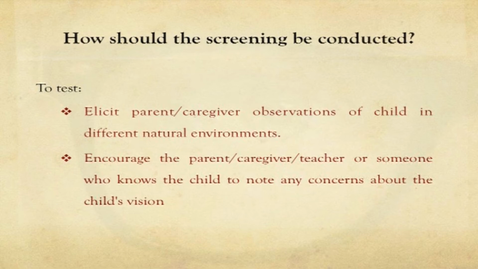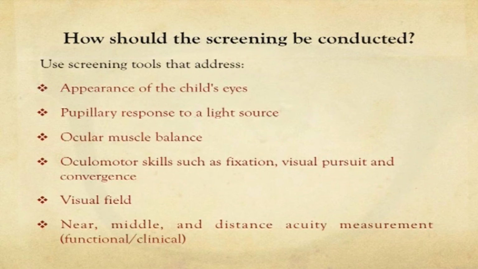Encourage the parent or caregiver or teacher or someone who knows the child to note any concerns about the child's vision. Use screening tools that address appearance of the child's eyes, pupillary response to a light source, ocular muscle balance, oculomotor skills such as fixation, visual pursuit and convergence, visual field, near, middle and distance acuity measurement.